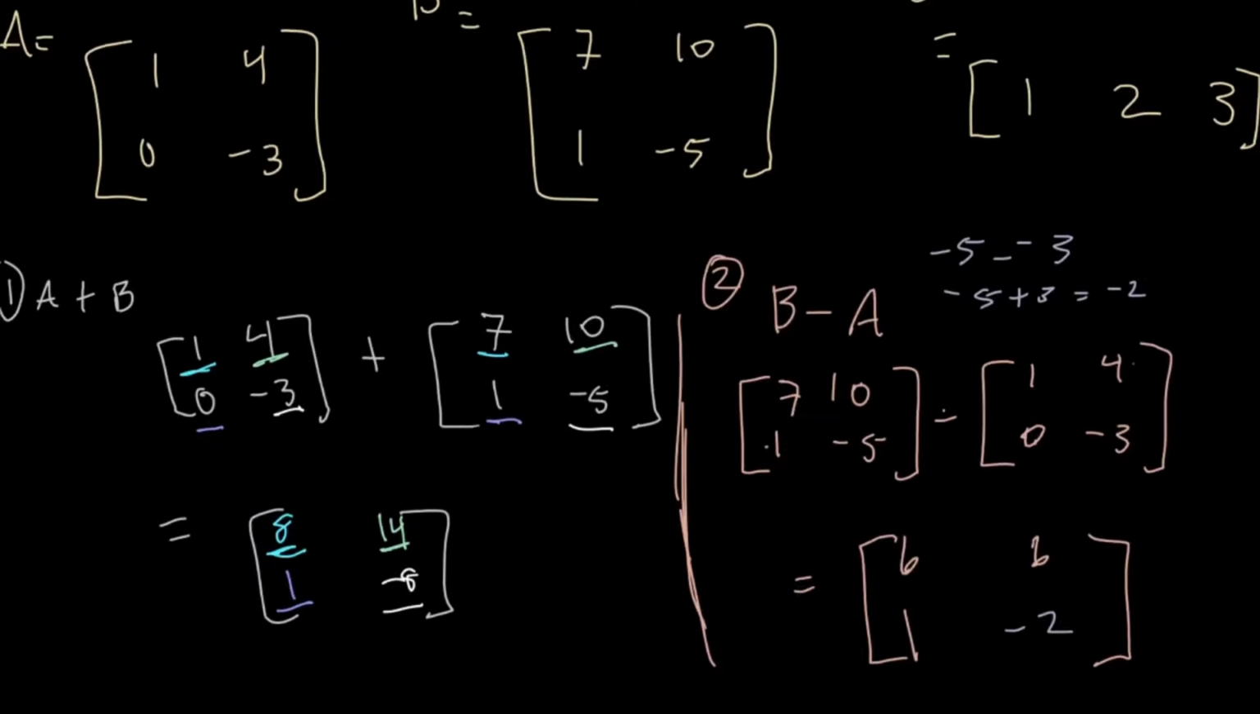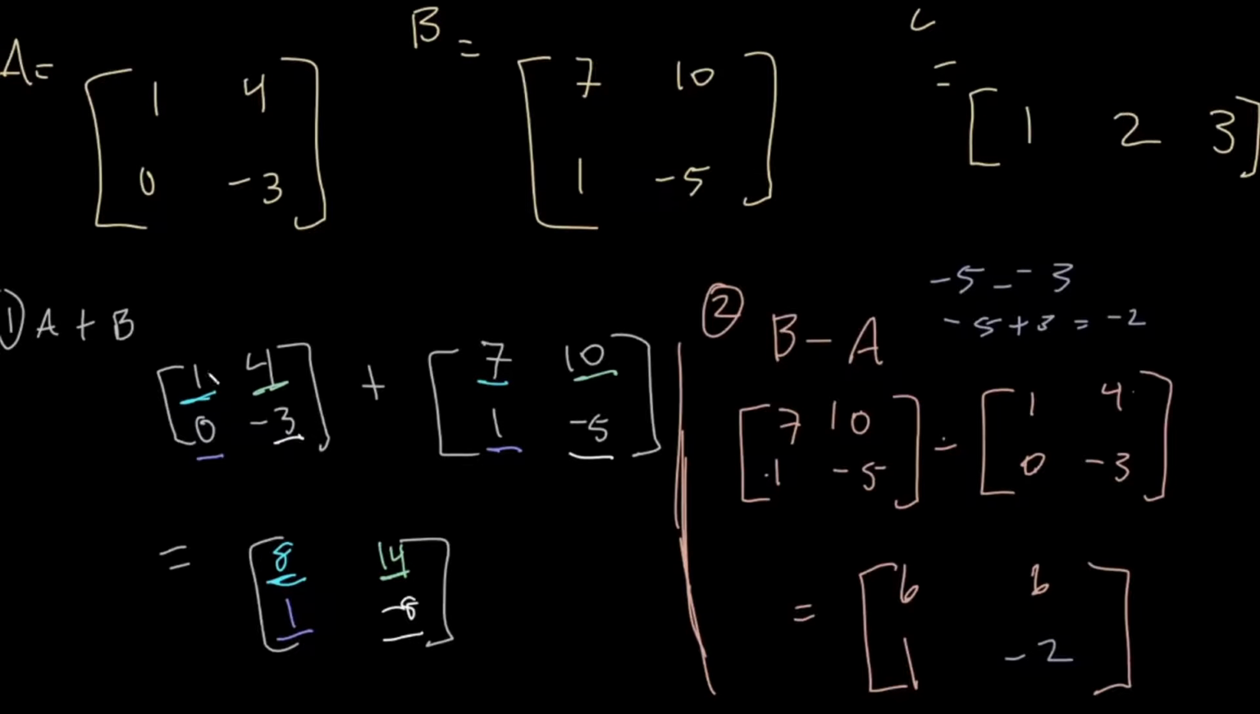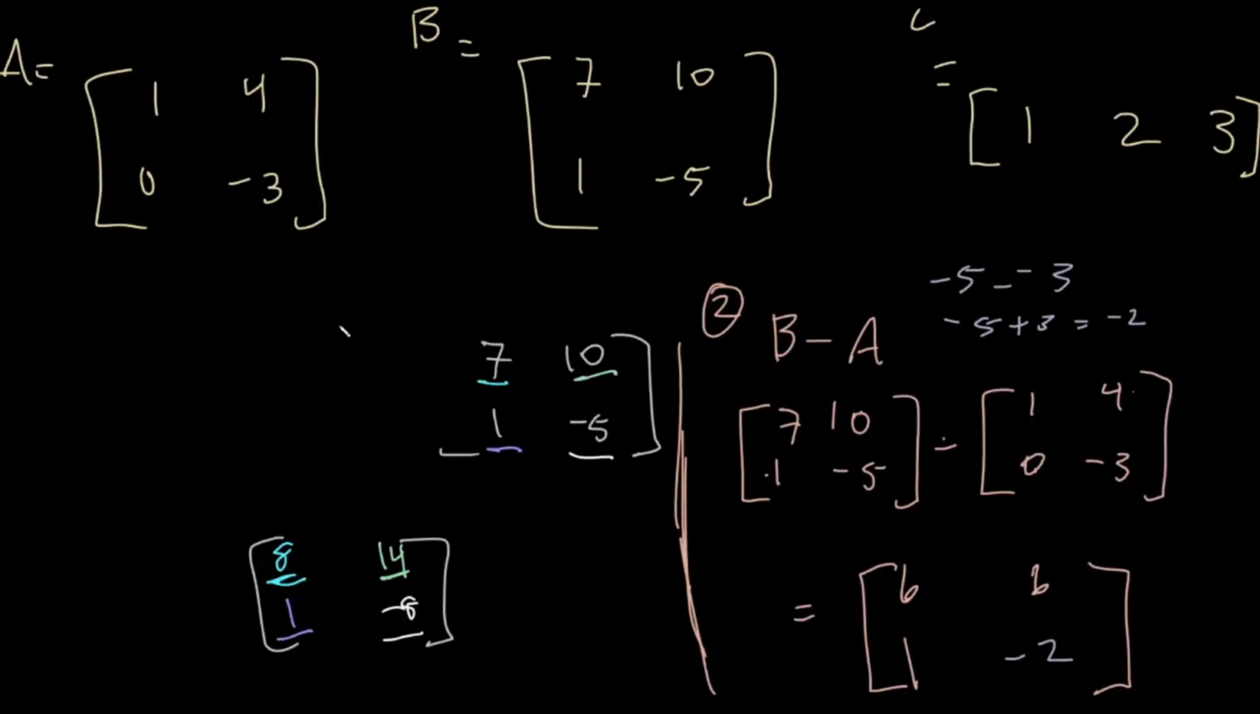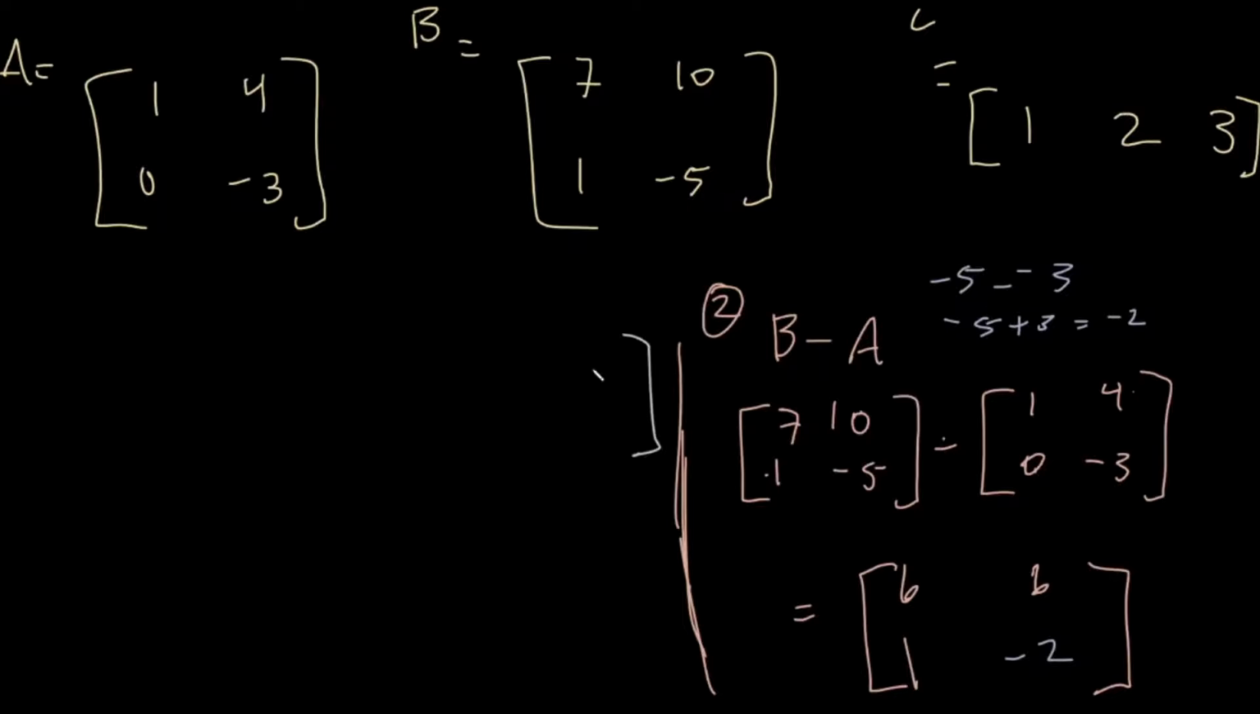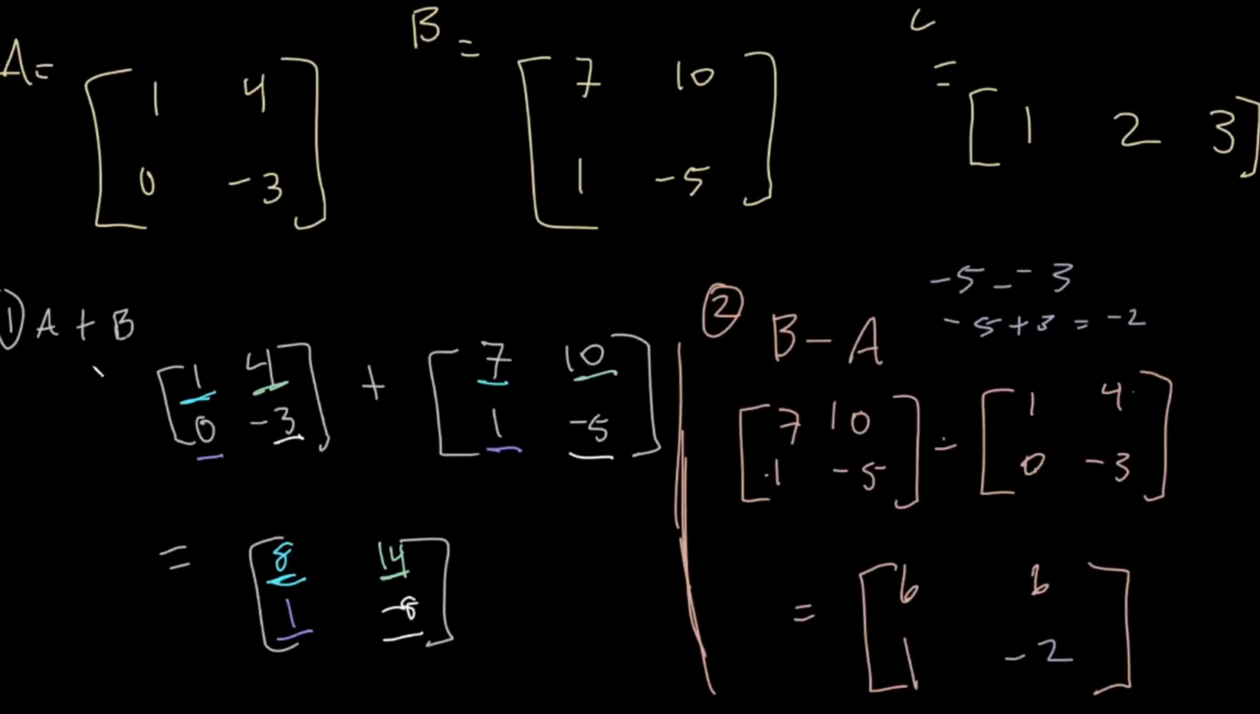And lastly, I'm going to erase this just for a moment, and I'll put it back here in a second. Let's talk about B plus C. Well, first of all, are they the same dimensions? B is a 2 by 2, and C is 1 row, 3 columns. So B plus C is not possible. The dimensions are not compatible. There we go. Any questions about addition and subtraction?